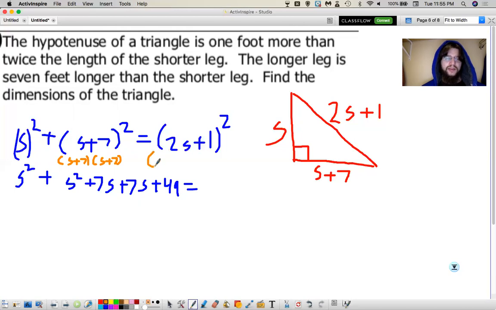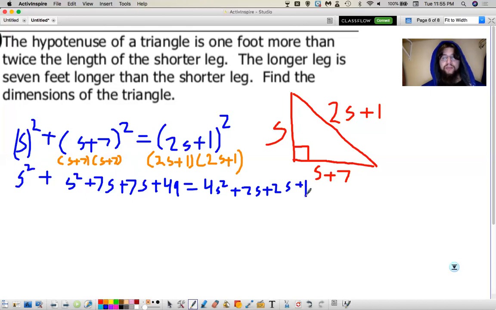again, square means multiply by itself. s is a terrible variable. Don't use s as a variable, because I'm reading this as 25 right quick, and yeah, it's not 25, it's 2s. 2s times 2s is 4s squared plus 2s plus 2s plus 1. Do yourself a favor, combine like terms on both sides first. Don't even try to move anything around until after you have like terms combined.